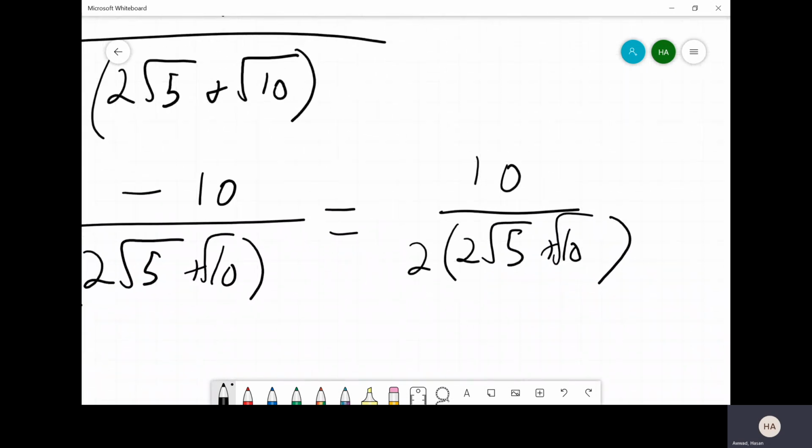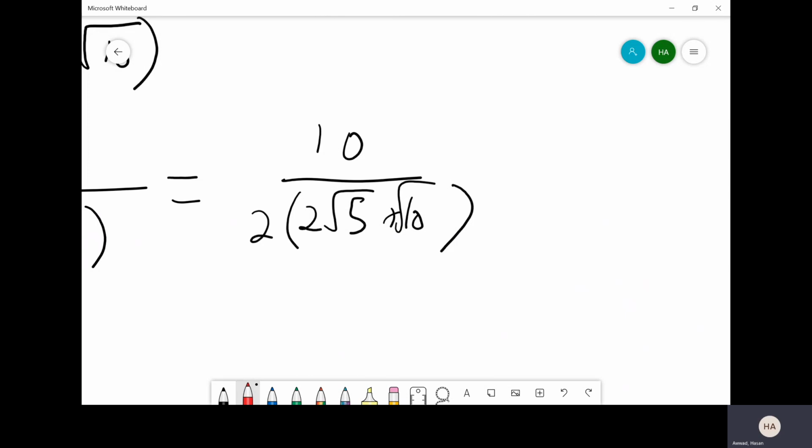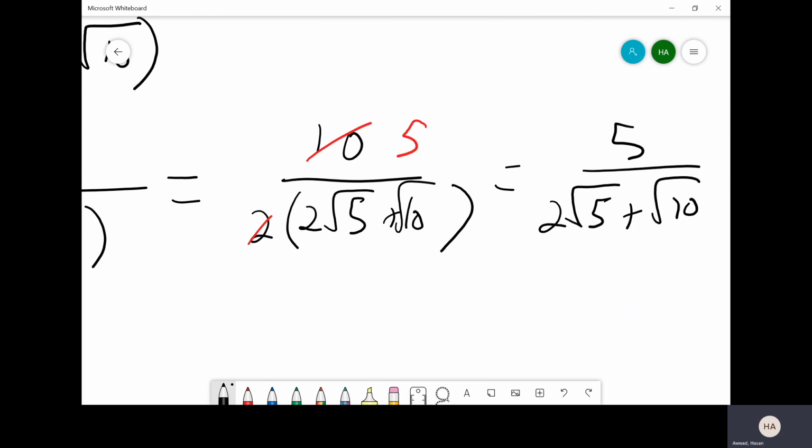No. Okay. Cool. Okay, and the reason that I didn't distribute this is because we essentially have a 10 divided by 2 situation, so we can just go ahead and cancel the 2 out with the 10, and we get a 5 up top, and now our final answer is just going to be 5 all over 2 square root of 5 plus square root of 10, and that is your final answer.